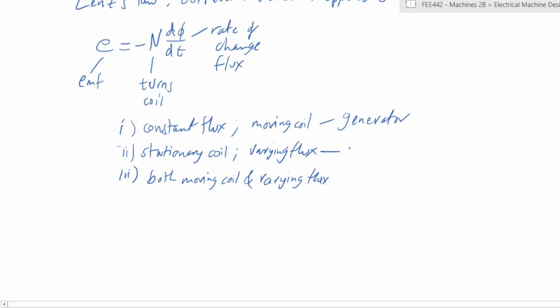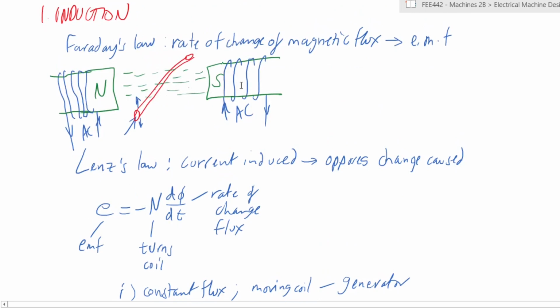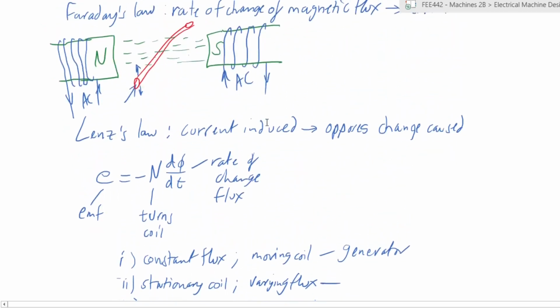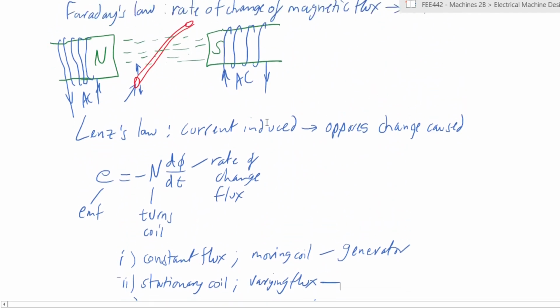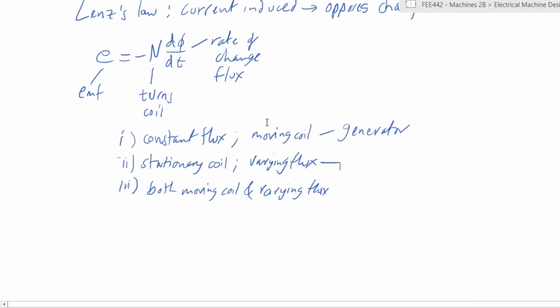Or you can have a stationary coil and a varying flux. So what would this mean? This means that your flux is changing, similar to what we had here in the form of AC, and you do not even require the coil to be moved in any way. You will simply have an EMF being induced in it by virtue of the fact that there is an AC which has varying flux. And this is the principle that we use when we have transformers.